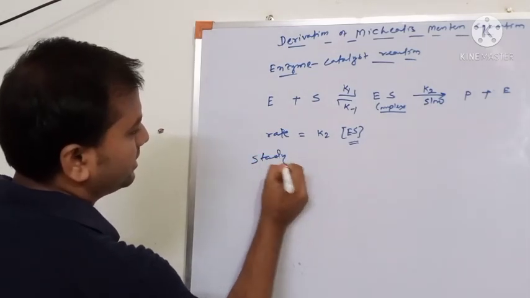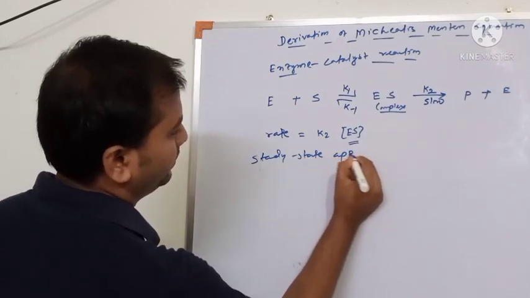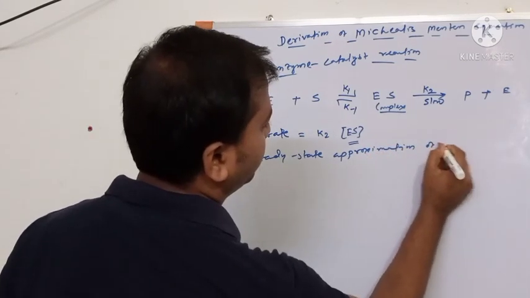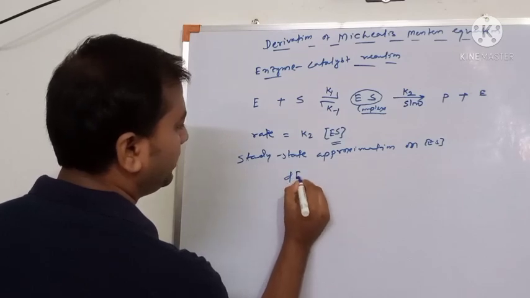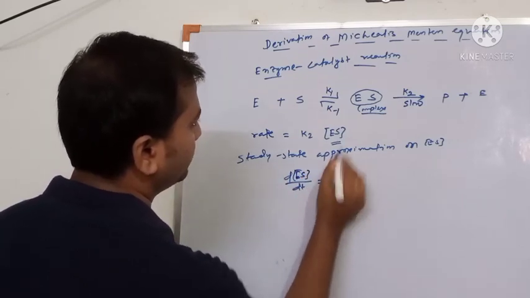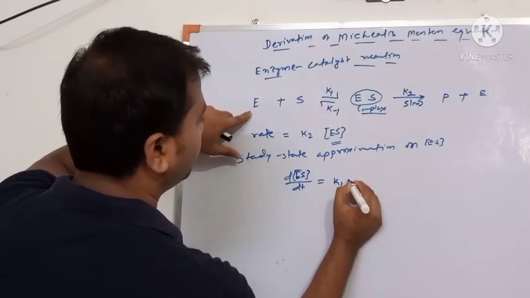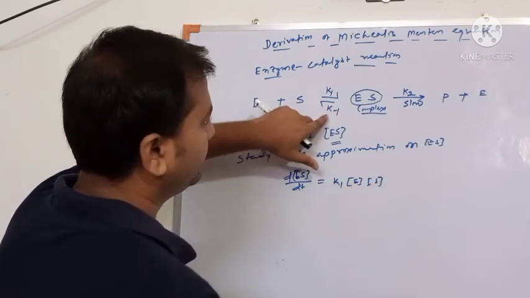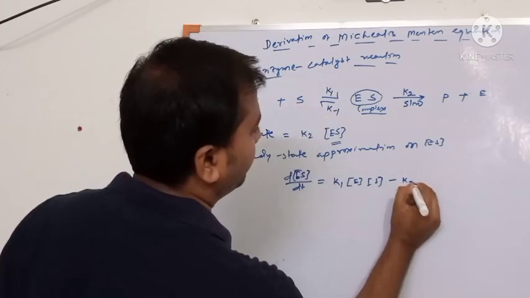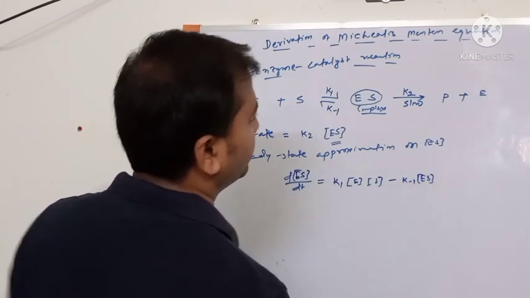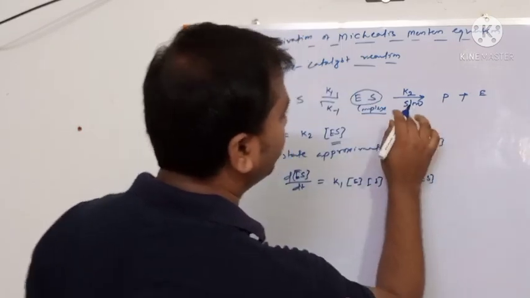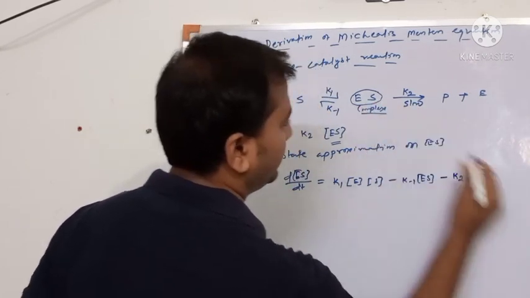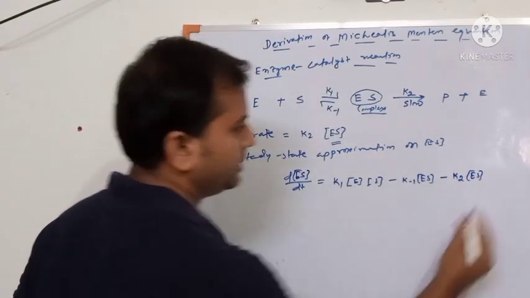the steady state approximation on it. d[ES]/dt equals K1 into the concentration of enzyme and the concentration of substrate, minus K minus 1 [ES], minus K2 [ES], since ES decomposes to product and enzyme. This equals 0.